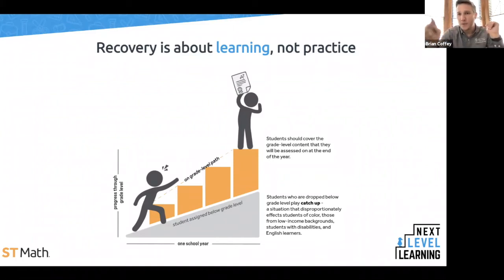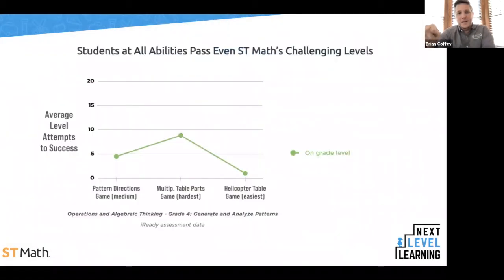Let me show you how we do that with some data. This is pretty sweet, so lean in if you haven't already. We use a progress monitoring tool called iReady. I'm sure some of you are familiar with it. So check this out. This is their progress monitoring tool that identified what grade level these groups of students were on. But they played a 4th grade game inside ST Math. This was operations and algebraic thinking.